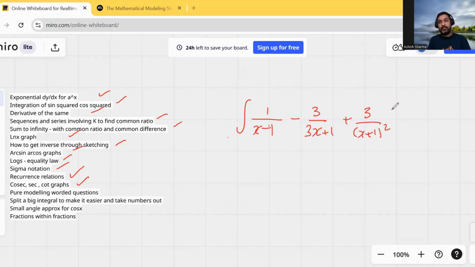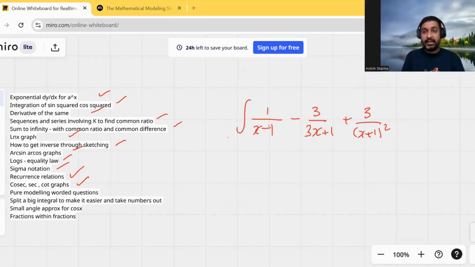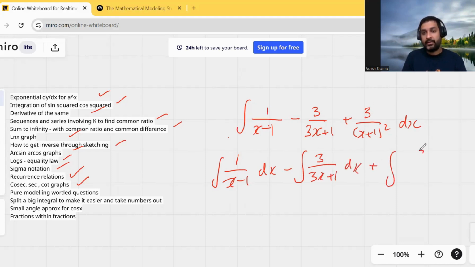Yeah, then you can split that integral into three separate ones. And I would highly advise that you do that because that helps to focus what you're doing. So I can do that: 1 over x minus 1 dx minus 3 over 3x plus 1 dx plus 3 over x plus 1 squared dx.